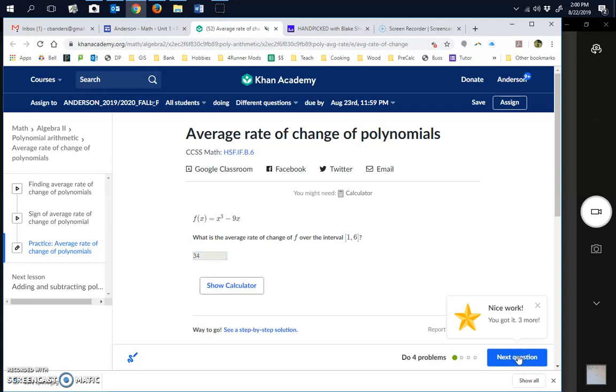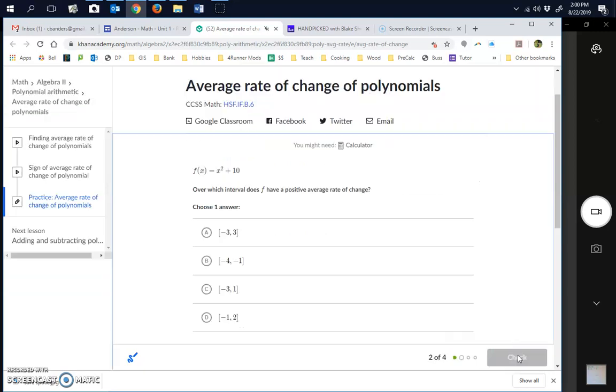Okay. Next question. Over which interval does f have a positive average rate of change? Okay, so we need to basically just find a positive number from the first number to the second number. And once we get a positive number, we have a positive rate of change. So I assume 3 of these will come out negative, or actually 1 might be 0 too. Who knows actually? 0 or negative, and then 1 will be positive.